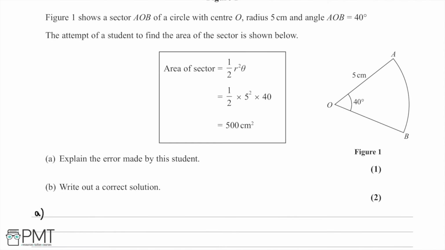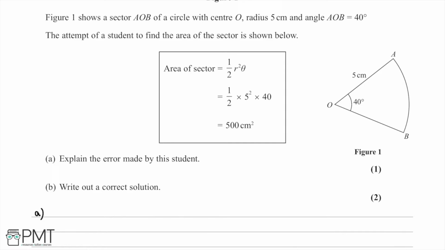So in this question, we're shown figure 1 here, which shows a sector AOB of a circle with centre O, and we can see that the radius of this circle is going to be 5 centimetres, and the angle AOB is going to be 40 degrees. So we're given the attempt of a student where they have attempted to find the area of the sector, and that is given to us in this box here. So just quickly, we can see that they have a formula to work out the area of the sector. They then substitute in their values and then come to a conclusion of 500 centimetres squared.